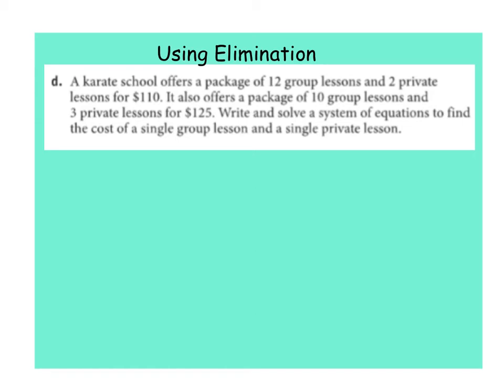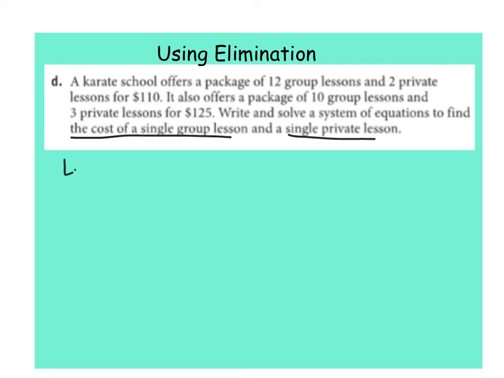A karate school offers a package of 12 group lessons and 2 private lessons for $110. It also offers a package of 10 group lessons and 3 private lessons for $125. Let's write and solve a system of equations to find the cost of a single group lesson and a single private lesson. Like the last word problem, let's define our variables. We need in the end to know the cost of a single group and a single private.